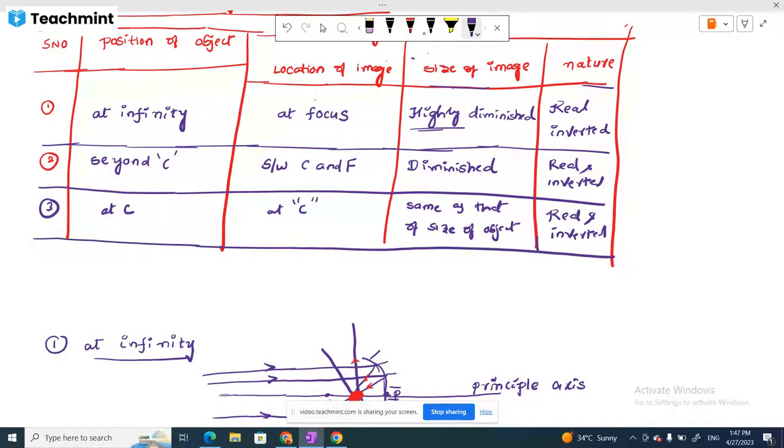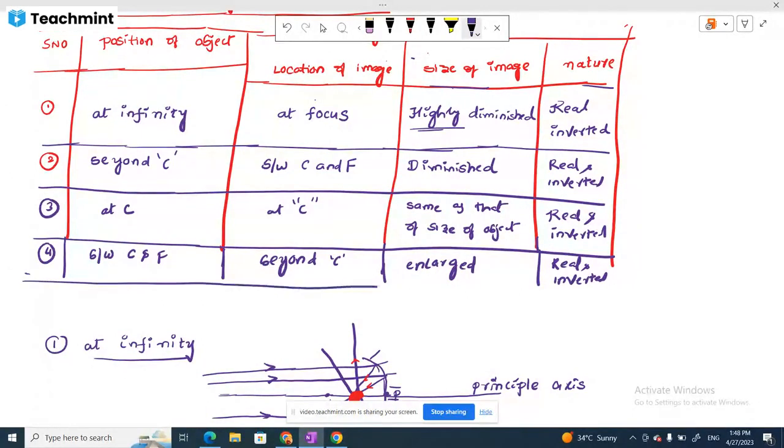Fourth one: now move the object towards the mirror, after C, between C and F, the center of curvature and the focus. The image moves away from the mirror, to beyond C. The size is increased, that is, an enlarged image. What about the nature? Real and inverted image.